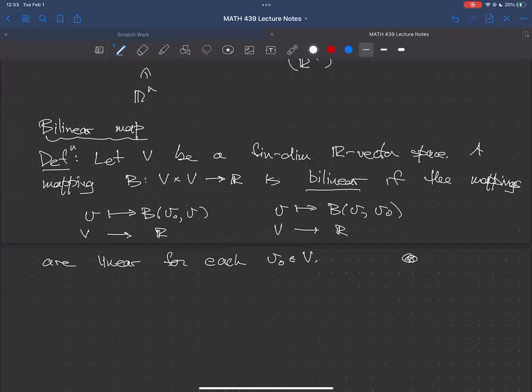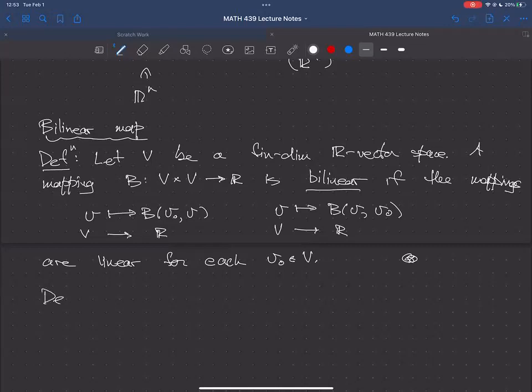Okay, and so there's going to be an example that comes up for us of a very important bilinear mapping with physical meaning. But we have a bit of work to do before we get there. We need to understand some of the basic properties of bilinear mappings.